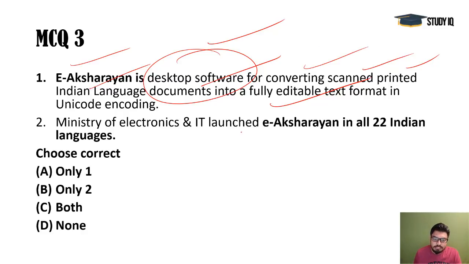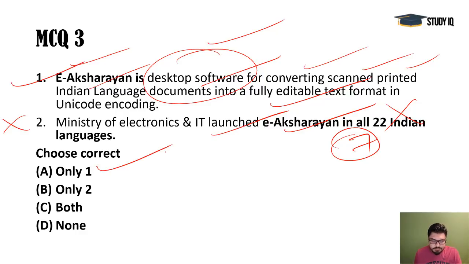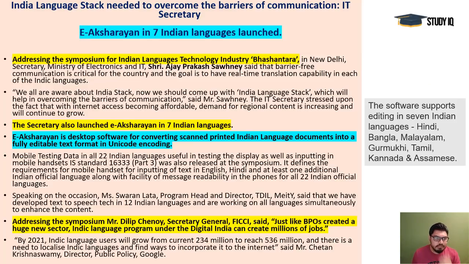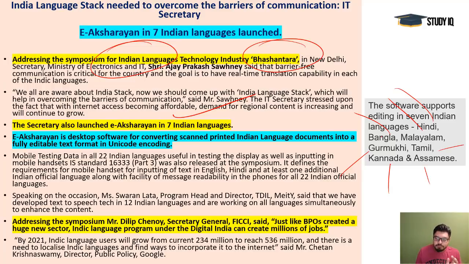So Ministry of Electronics and IT launched e-Aksharayan in 7 languages, not in all 22 languages. So this is wrong and this is correct. So only one is the correct answer, second is wrong. You can see here the Symposium for Indian Languages that was addressed here, and the name was Bhashantara, and under it for the 7 Indian languages, which are these: Hindi, Bangla, Malayalam, Gurumukhi, Kannada, Assamese and Tamil. For these 7 languages, this important desktop software was launched.